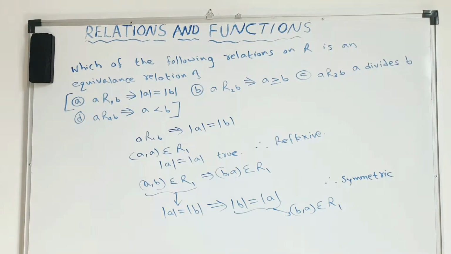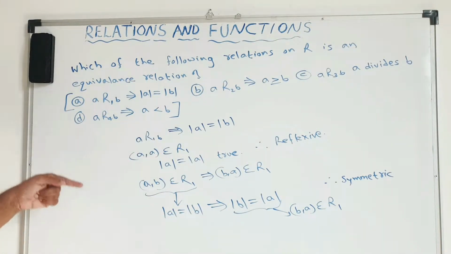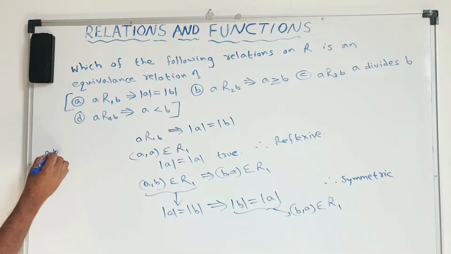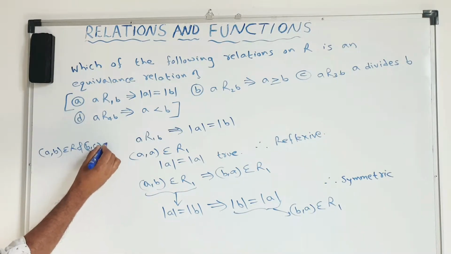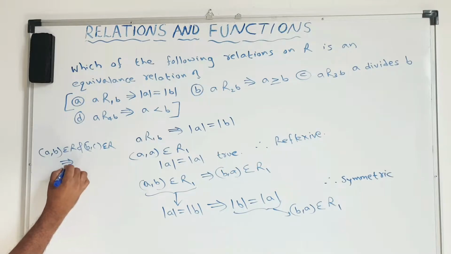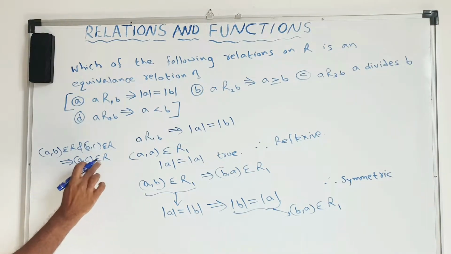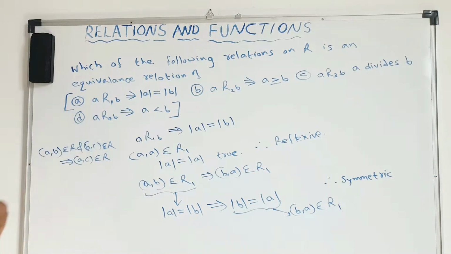Now I have to check whether the given relation is transitive or not. We got reflexive and symmetric. If it is also transitive, then we can tell this option A is an equivalence relation. For being transitive, what is the condition? (A, B) should belong to R and (B, C) should be there in R. Then you have to check whether (A, C) is there in R or not. If (A, C) is also an element of this R, then it is called a transitive relation.